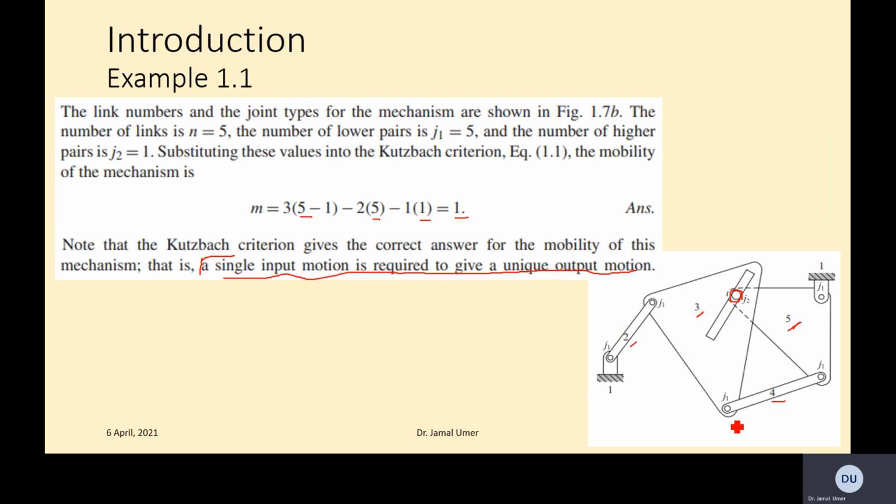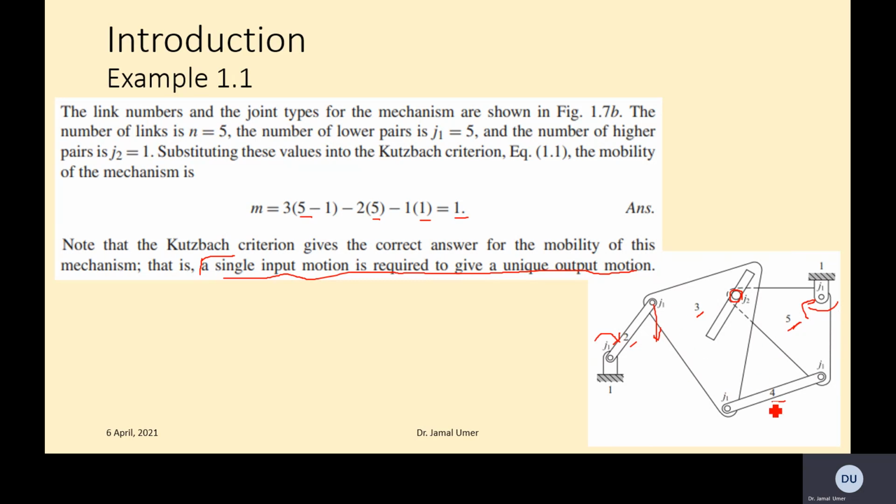For this mechanism, you just need one single input motion. What does this mean basically? I think it's interesting to think about it. A single input motion is required. To move this mechanism, let's say you want to move from here, it will do a certain motion. Or let's say you want to move this one, it will give the same movement. Let's say I move this one here, so this one moves here.